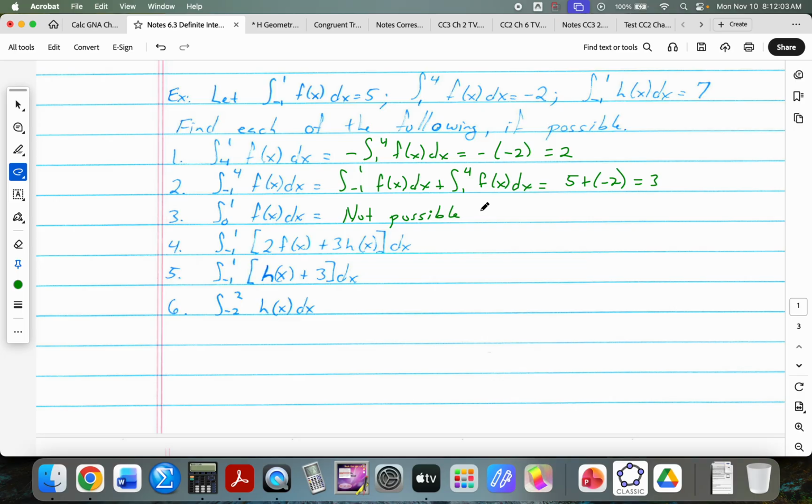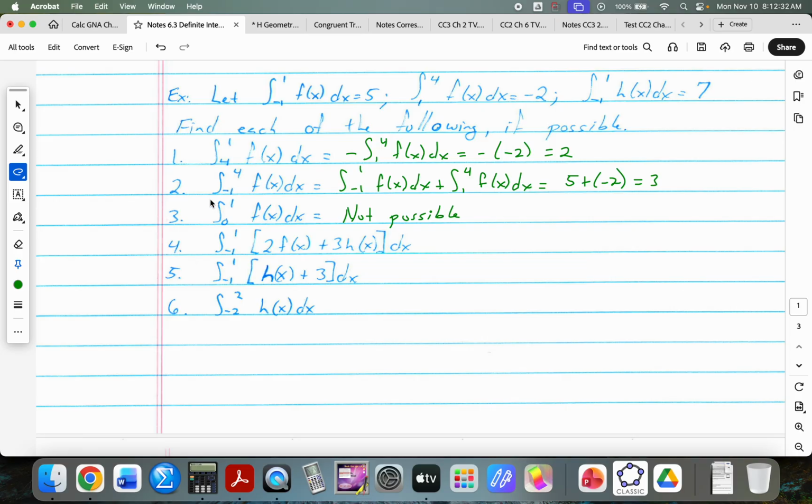You could do this if they gave you one additional piece of information. If they told you that f was an even function, meaning the part to the left of the y-axis and the part to the right of the y-axis are exactly the same, mirror images of each other, then it would be 2.5. But you would have to have that additional piece of information.